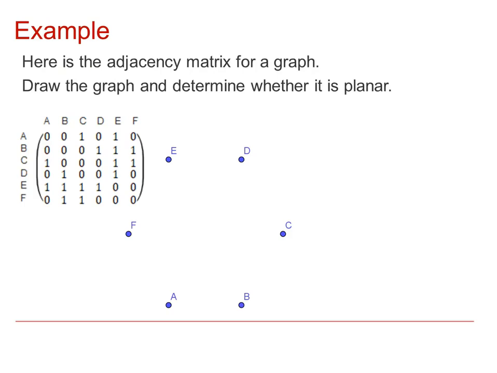Another way of representing a graph is to give what's called an adjacency matrix. We can see here the matrix for the vertices A, B, C, D, E, and F. Now it's full of zeros and ones. A 0 indicates that there's no edge, and a 1, for example in the third entry in the first row, indicates there's an edge going from A to C.